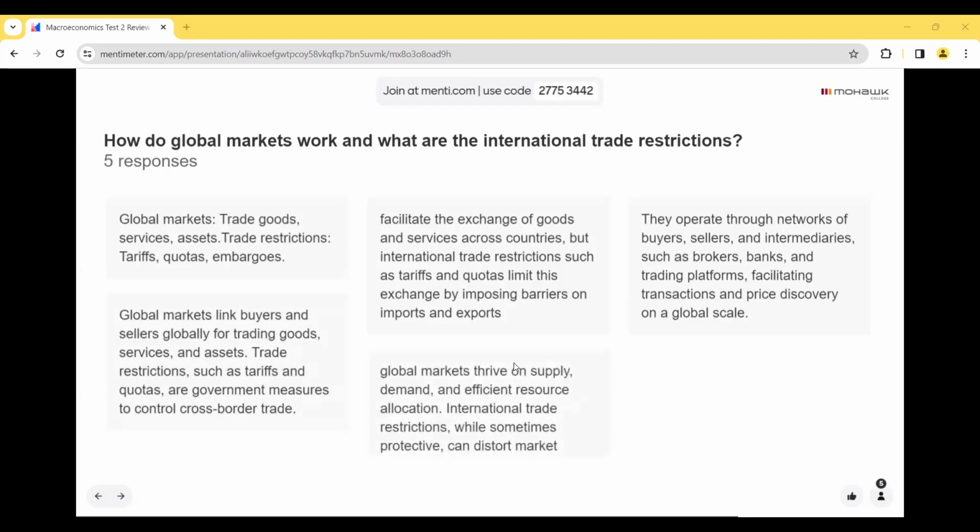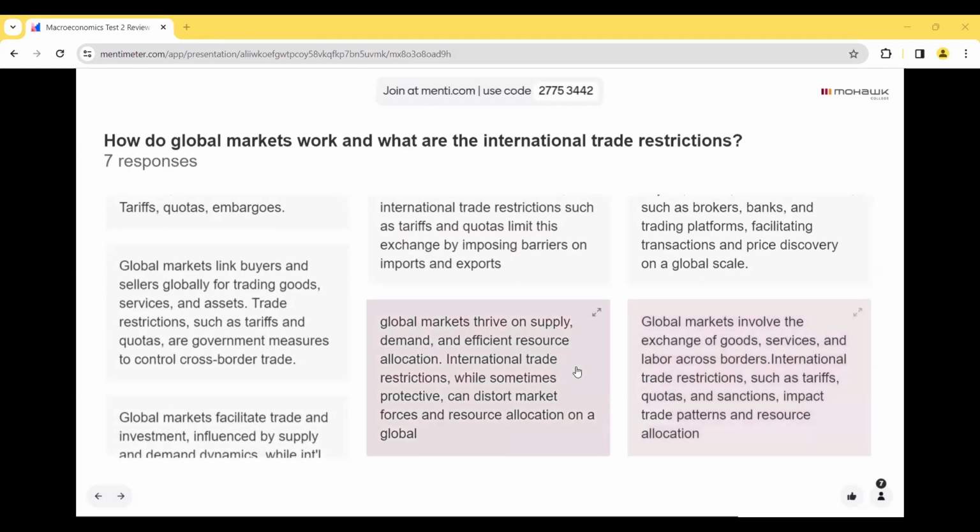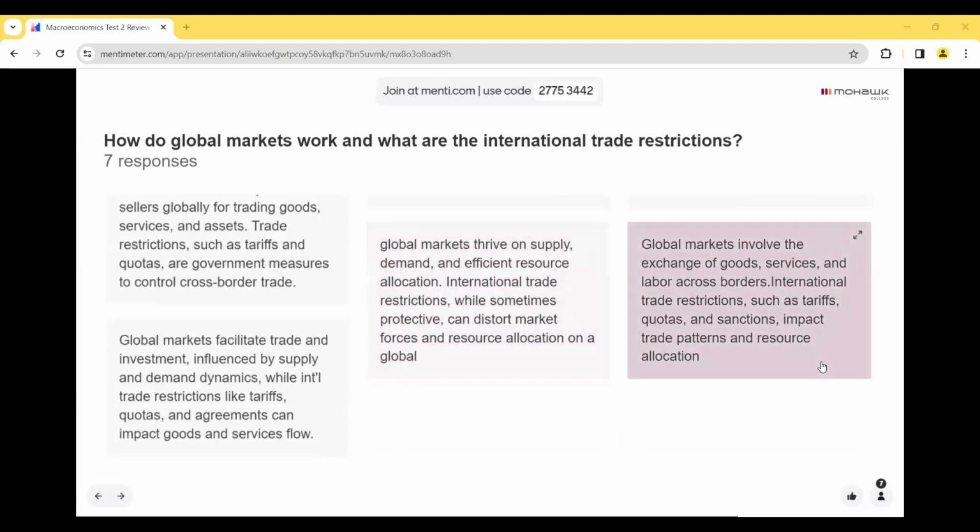Global markets link buyers and sellers globally for trading goods, services, and assets. Trade restrictions such as tariffs and quotas are government measures to control cross-border trade. Global markets thrive on supply, demand, and efficient resource allocation. International trade restrictions, while sometimes protective, can distort market forces and resource allocation on a global scale. Global markets involve the exchange of goods, services, and labor across borders. International trade restrictions such as tariffs, quotas, and sanctions impact trade patterns and resource allocation. Global markets facilitate trade and investment influenced by supply and demand dynamics, while international trade restrictions like tariffs, quotas, and agreements can impact goods and services flow.